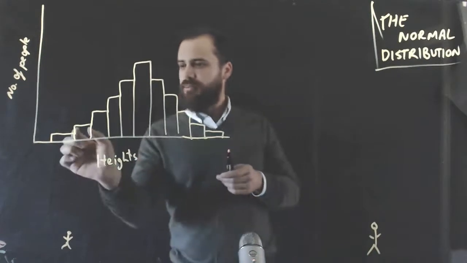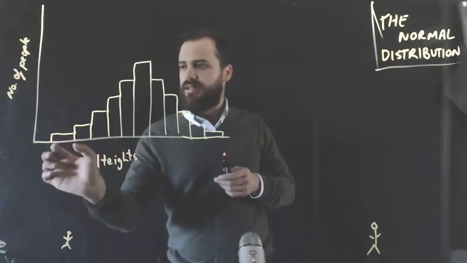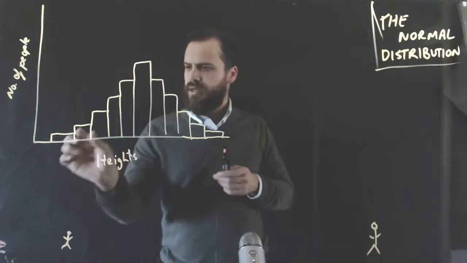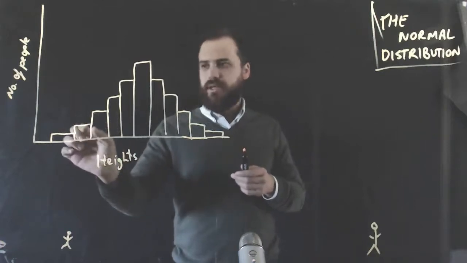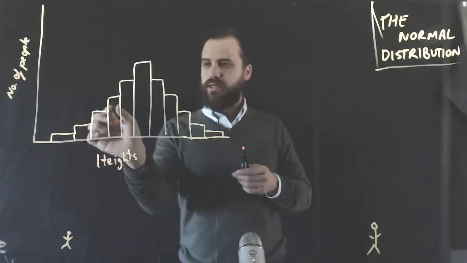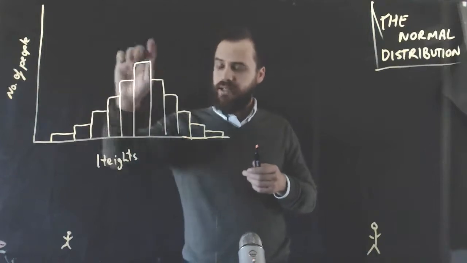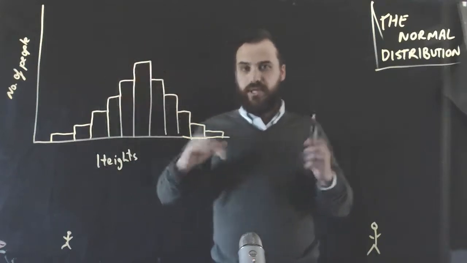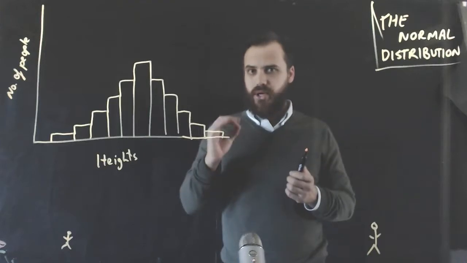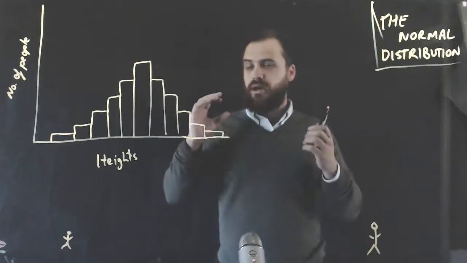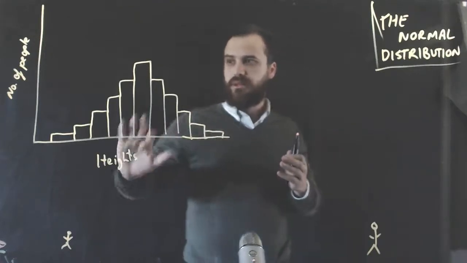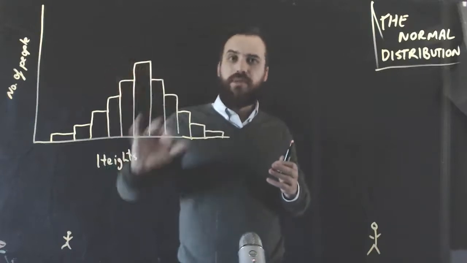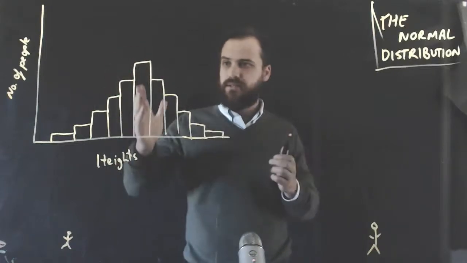There are slightly more people that are in this next band. Let's say these are every 5 centimeters. There's slightly more people here, there's more people here, there's more people here, and there's a lot of people in the middle. By its very definition, the most people are average, or are in the middle. That sort of makes sense.